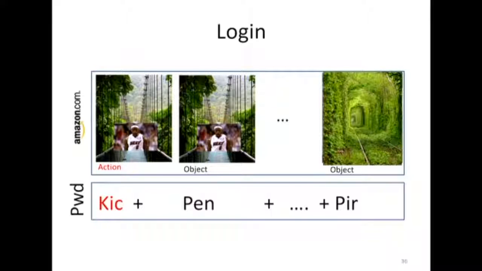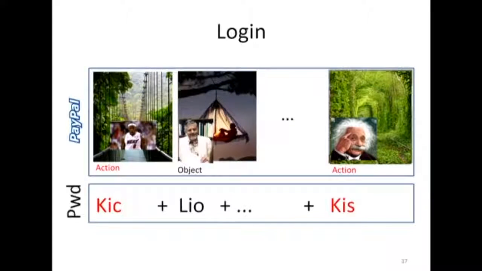Okay, so once the user has memorized all these stories, what does the login screen look like? Well, the login screen is just a sequence of challenges. In this case, you're asked for the action involving LeBron James on the bridge, then the object, then maybe the object involving Albert Einstein at the railroad tracks. And the user has to type in all of these secrets, or maybe the first 3 letters from each word. All right, and similarly, when the user logs into PayPal, he'll see a similar set of challenges.